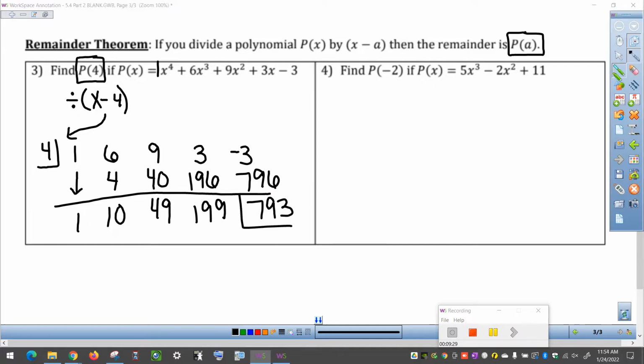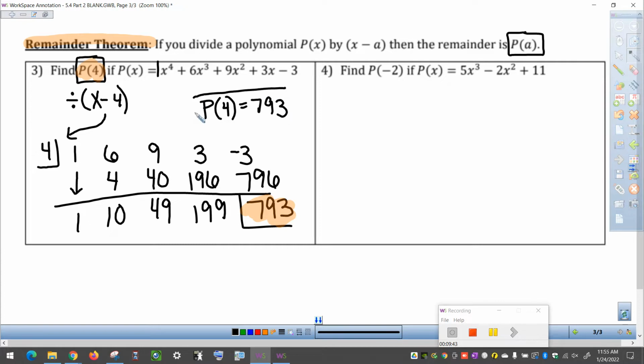Now the only thing we have to pay attention to on this remainder theorem problem is just the actual remainder. And so we're going to write out our final answer like this, that P of 4 is equal to 793. And so we can actually ignore the rest of the values here. On these problems, you don't need to write your final answer out with the x's.